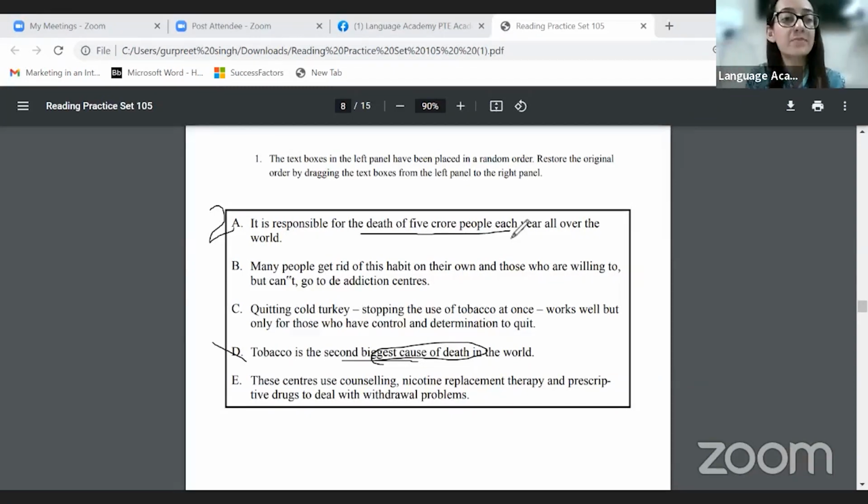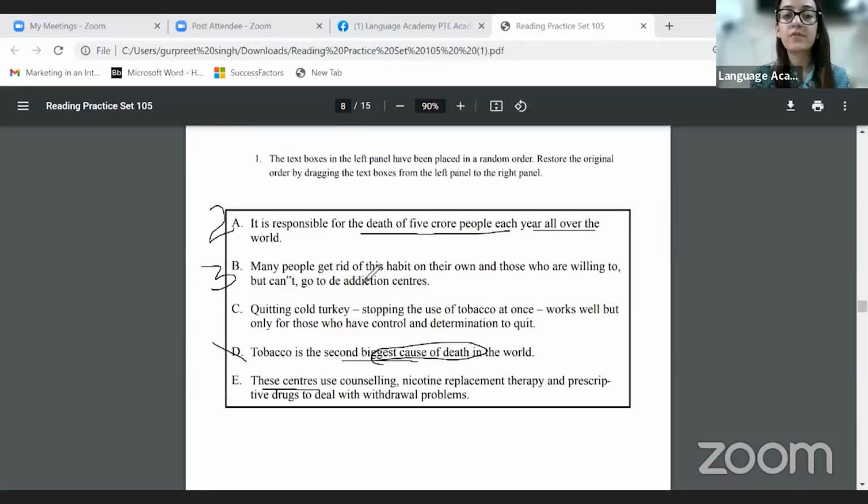Because so many people die. 5 crore people die each year. That is why we are saying it is the second biggest one in the world. All over the world means the same thing. Now we have these centers. So before these centers, we have to talk about some centers. So that is why B is at number 3.